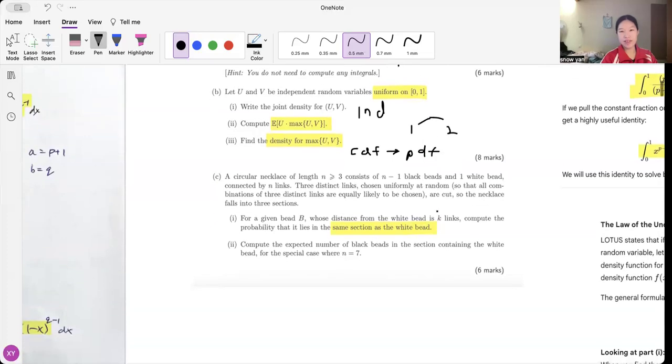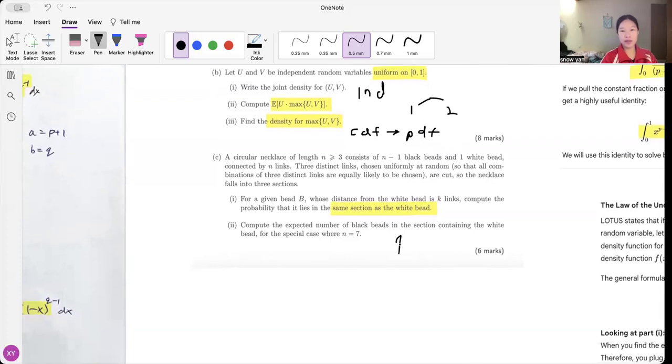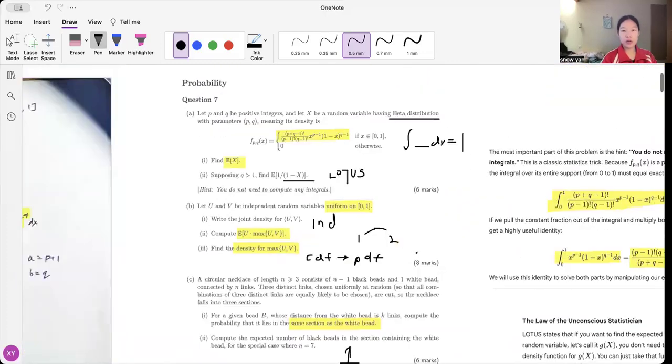Part C, definitely just read the question and go with it. But the idea is that for the next one, to find the expected number, break it down into the indicator function. Cool. That's it for today.